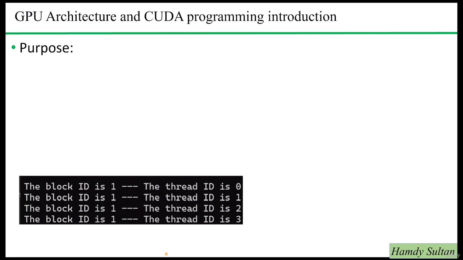Welcome everyone. In today's video, I'm going to explain the second project in this course. In our first project, we studied the block IDs and the thread IDs, and we knew also how to print these IDs from our application. This image represents one of the outputs that we studied in the previous video, or in project number 1. In today's video, our main purpose is to look into the third level, the warp IDs.